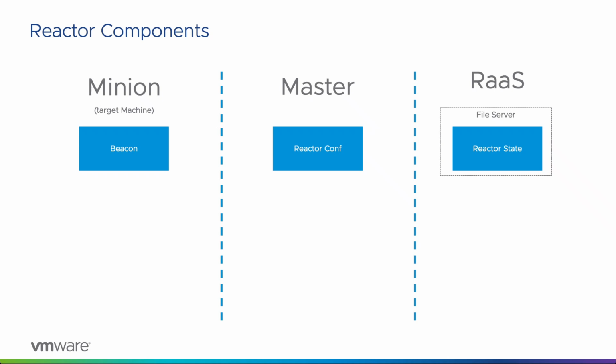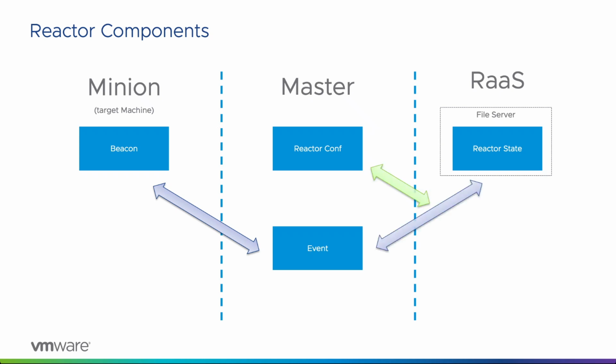You can store your reactor states on the RaaS file server, on the master servers directly, or on any supported external repository. Let's have a look at the dependencies between each of those components. One of the central components of the reactor system is an event. An event is sent from the beacon to the event bus of the master. In the reactor conf, as I said before, we link an event to the reactor state. If a certain event occurs, the linked reactor state is executed, and this definition comes from the reactor conf.